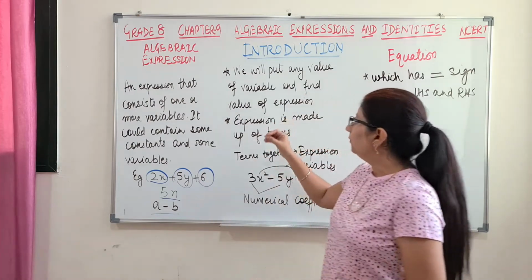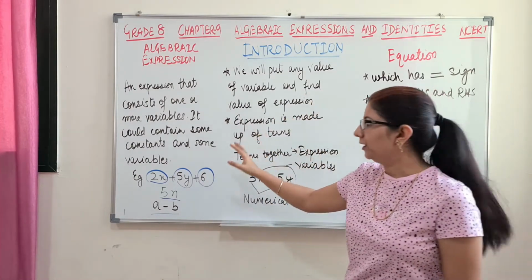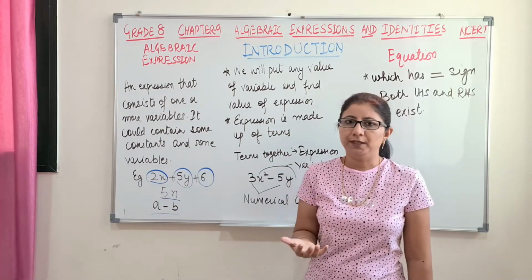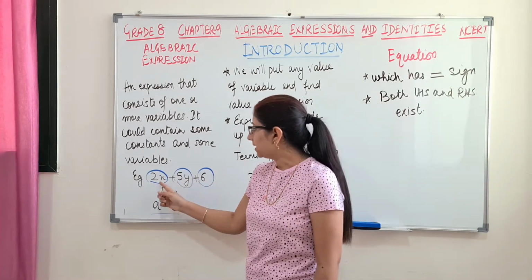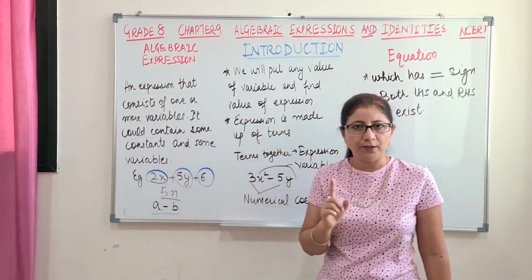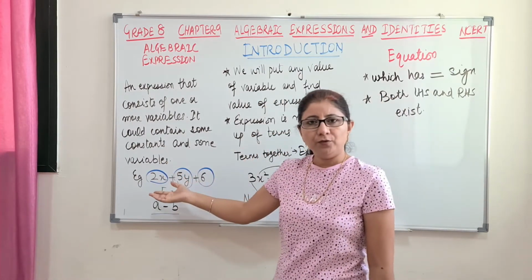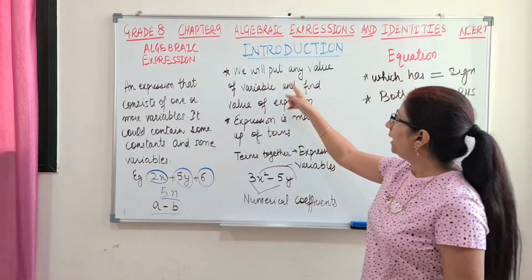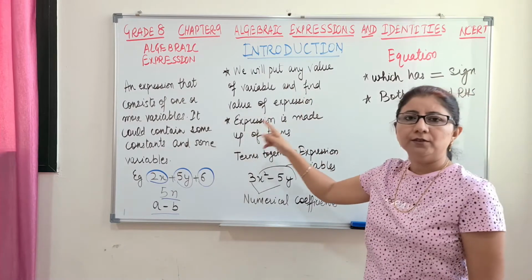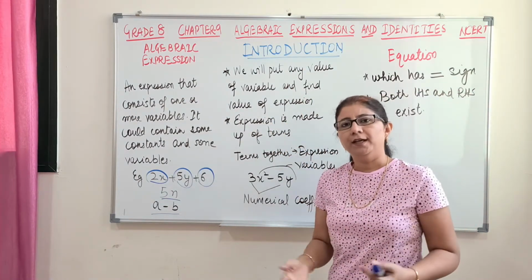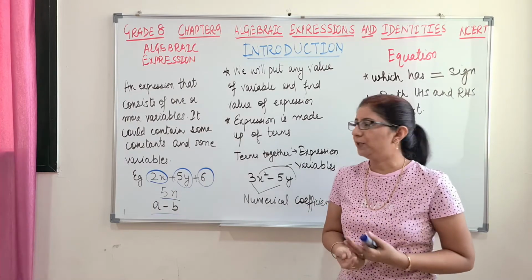So whenever we put any value of the variable in the expression, every time we will have a separate answer. If I put x as something, y as something, and solve it, we will have one value. If I change the values of the variables, I will have a different value. So we will put any value of the variable and find the value of the expression. As many values as we put for variables, we can have as many values of the expression.